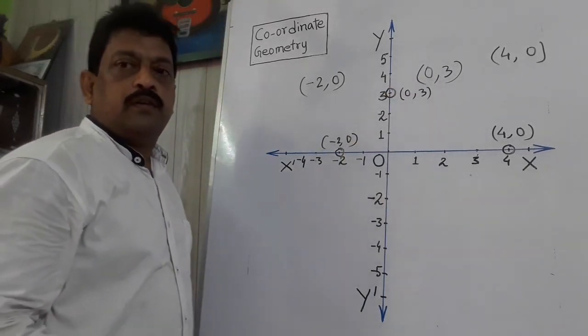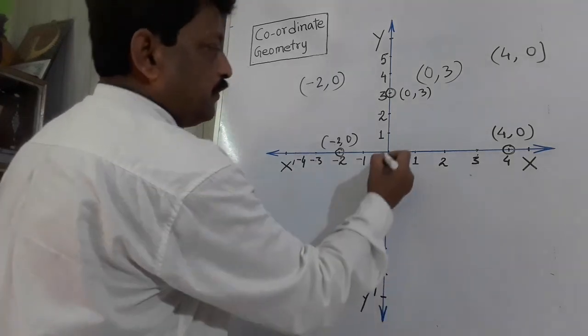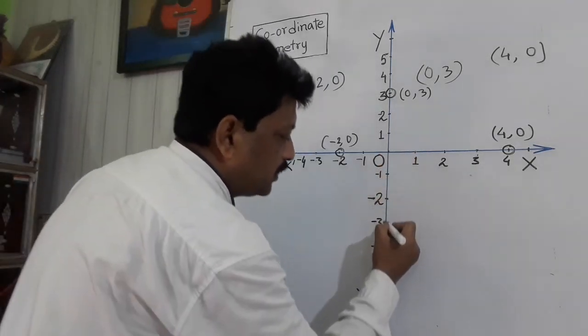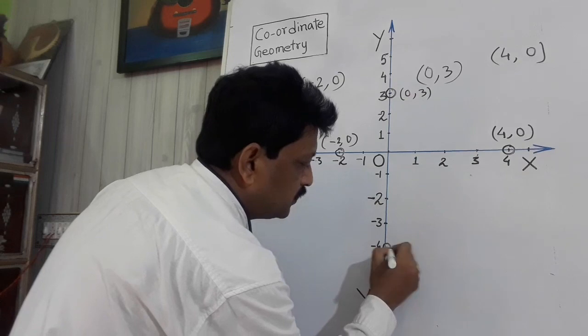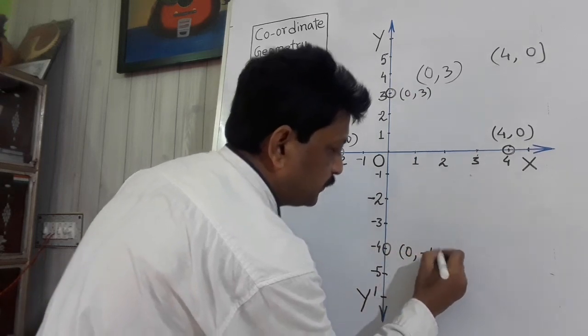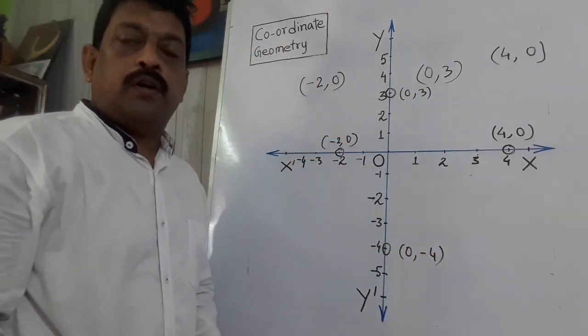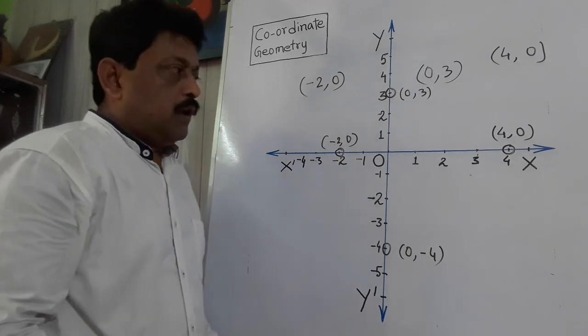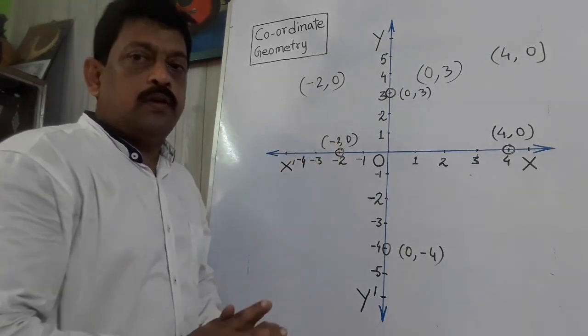Similarly, if the point is (0, minus 4), then from here we have to go 0 and then minus 4. This is (0, minus 4). Understood? I hope you have understood the whole thing.